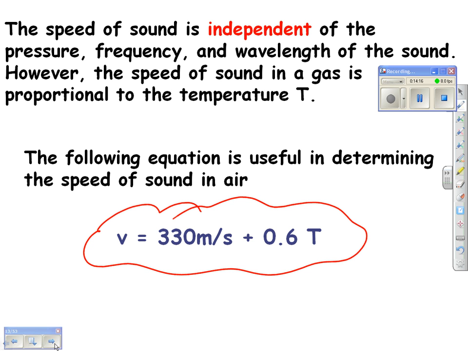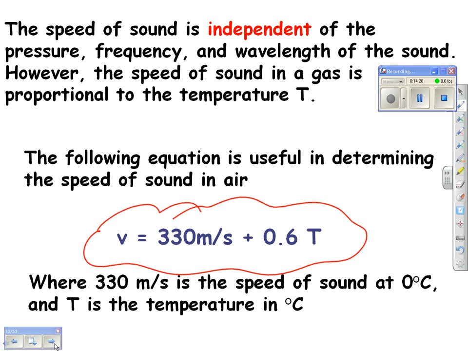So actually, when it's warmer, you can hear things further away. That's why jungles seem to echo so much, because the sound travels faster in a jungle than like in the polar caps. All right. 330 meters per second is the speed of sound at 0 degrees Celsius, and T is temperature in Celsius. So you have to make sure that you have your units correct.